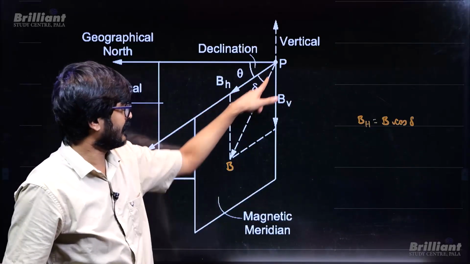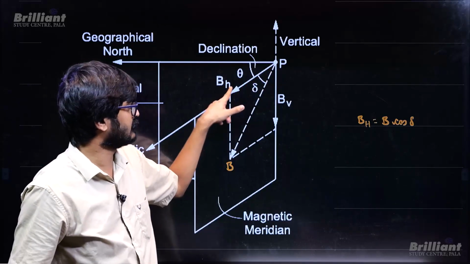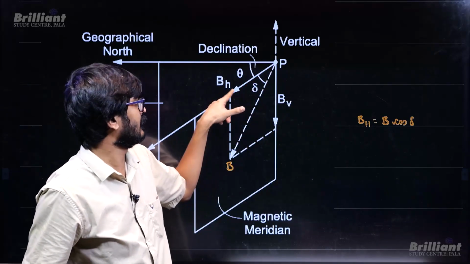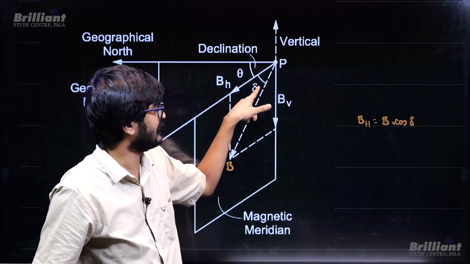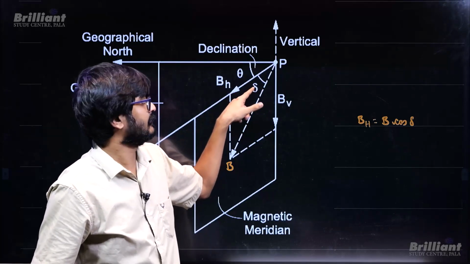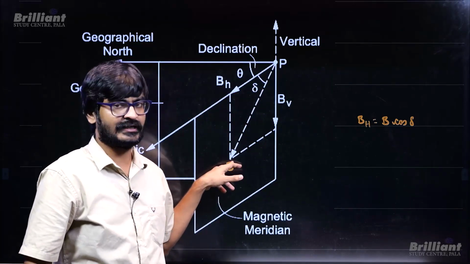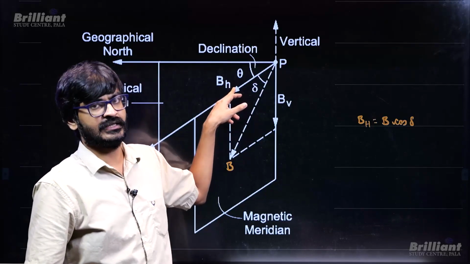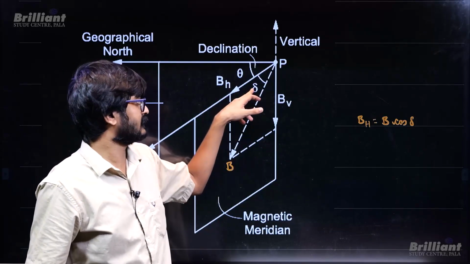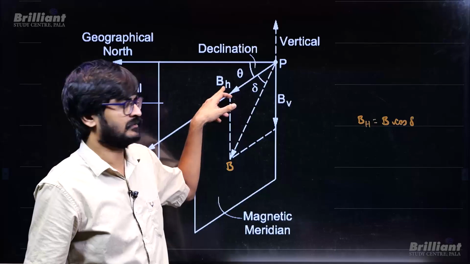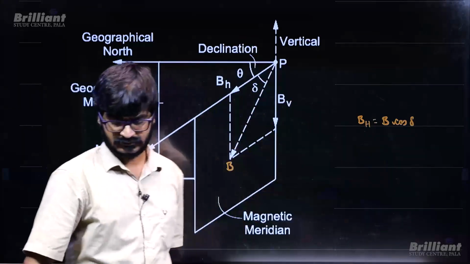So the actual magnetic field will be somewhere in this direction. It will have a horizontal component, and it will have a vertical component. The angle between the horizontal component and the actual magnetic field is called the dip angle. Now what is the relation between the actual magnetic field at a point and the horizontal component? That is B cos delta, where delta is the dip angle, equals BH, right?